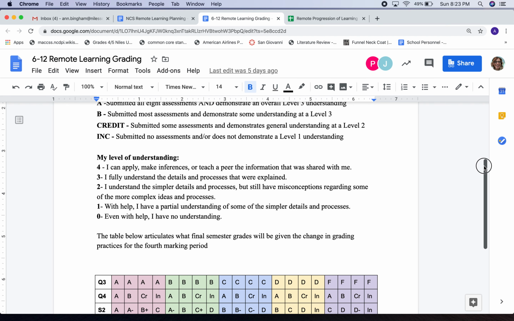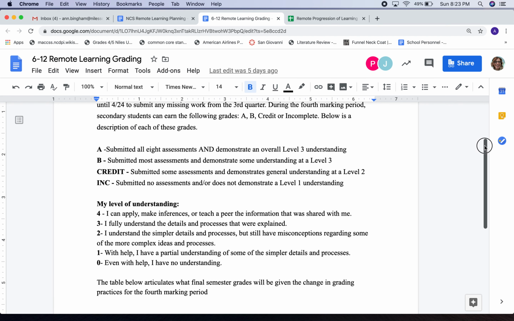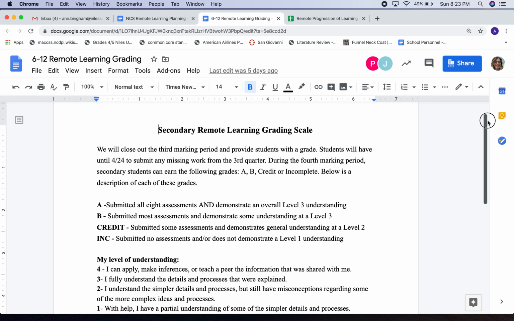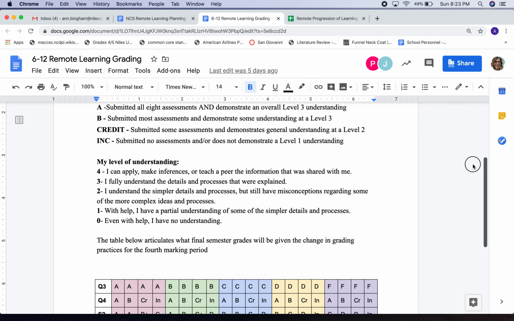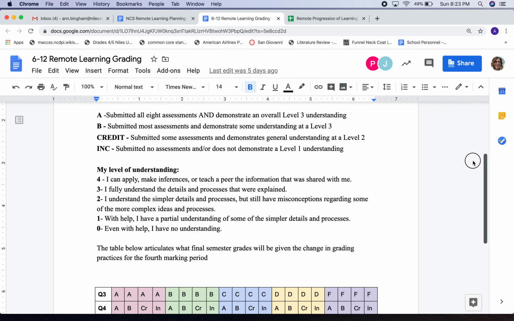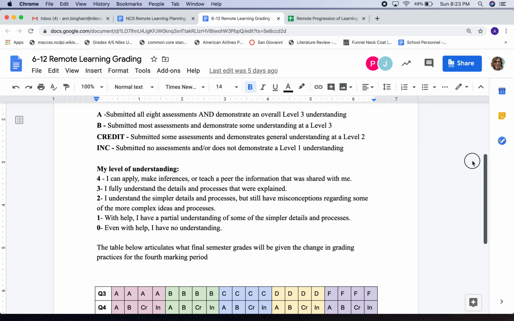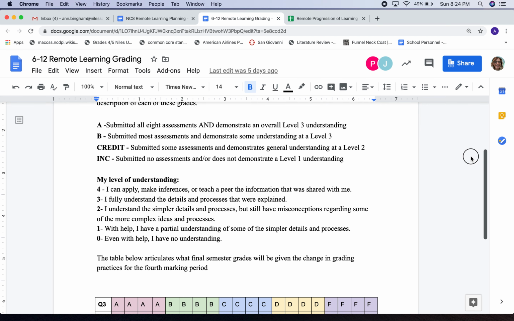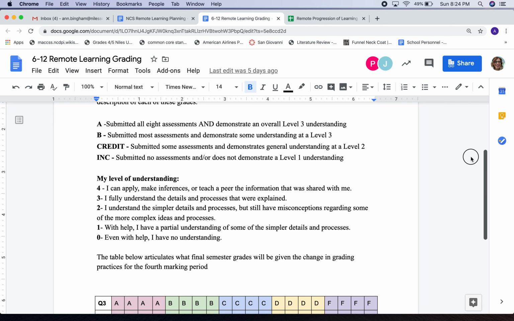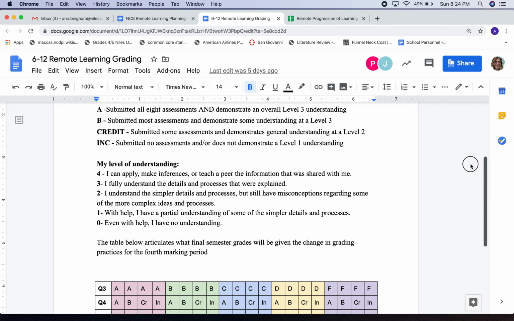But we are going to give our students the next 2 weeks to turn in any missing work so that we can go ahead and close out the third quarter grade. Then moving forward, the fourth quarter grade will either be an A, B, credit, or incomplete. When you all put your grades in PowerSchool for each of the 8 assessments that you'll be giving during remote learning, these are the grades that should also be going into your PowerSchool grade book. So again, I should see, if I looked in your PowerSchool, 8 columns, and it would either have an A, B, credit, or incomplete.